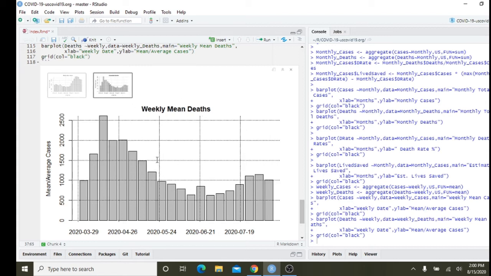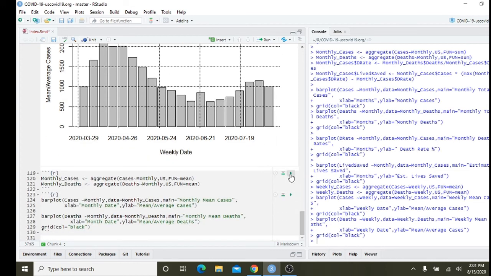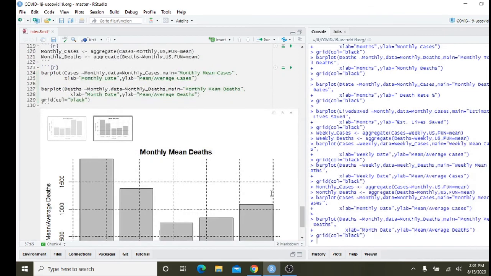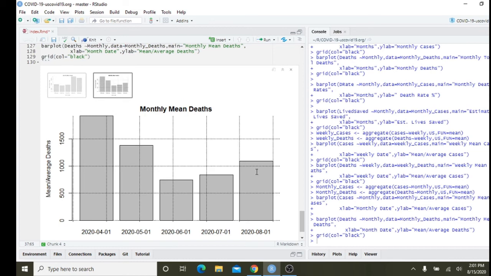Deaths is expected: decline, decline, decline. A little increase here, but still well below the weekly high, the weekly mean deaths. One more. Okay. Monthly mean cases and weekly mean cases.